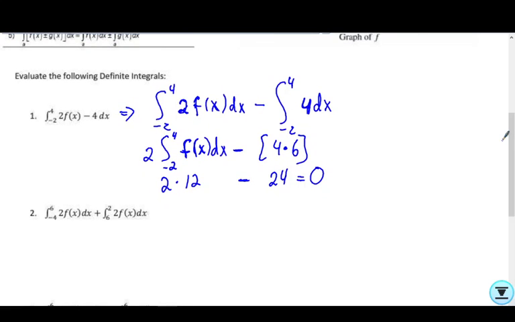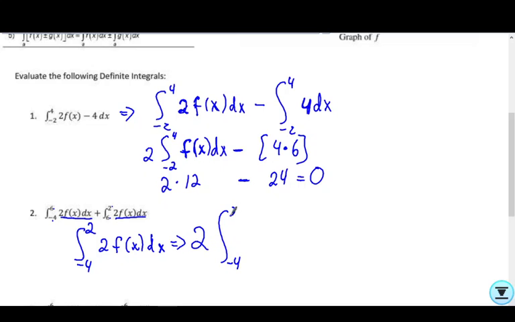Okay? So number 2, I've got the integral from negative 4 to 6 of 2 f of x dx plus the integral from 6 to 2 of 2 f of x dx, which means since they have the same integrand, I can put this together to make my life easier and just evaluate one integral. Since this one goes negative 4 to 6 and this one goes 6 to 2, I can make one integral all the way from negative 4 to 2. And again, that constant I can move out in front. So 2 times the integral from negative 4 to 2 of f of x dx.